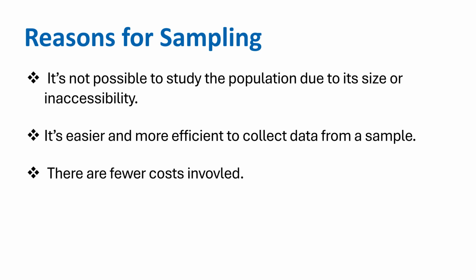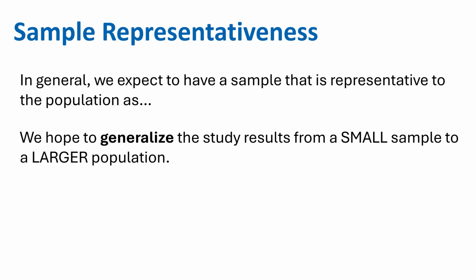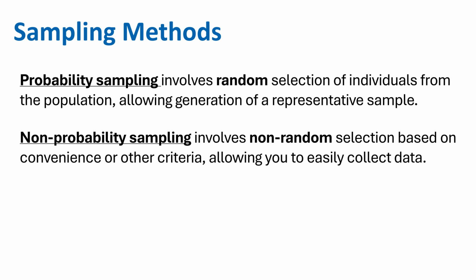With this question in mind, let's discuss a key concept in sampling. In general, researchers want a sample that represents the larger population, especially when they hope to generalize their findings. However, when generalization is not the main goal, such as in some action research projects, representativeness may be less central. There are two major types of sampling methods. Probability sampling uses random selection and supports representativeness. Non-probability sampling uses non-random selection based on convenience, access, or other criteria.